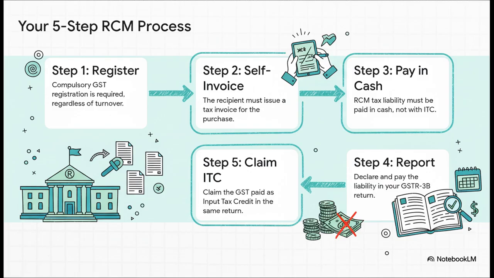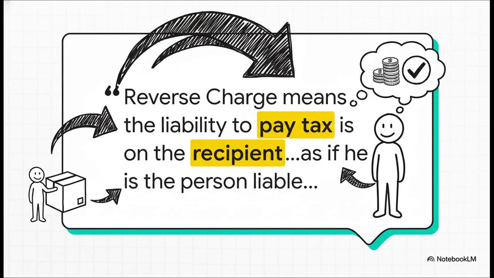Step 4 is all about reporting. You declare this RCM liability and pay the tax in your monthly GSTR 3B return. And finally, Step 5, the good part. In that very same month, you get to claim back the tax you just paid as an input tax credit, as long as you're eligible. So while you have to pay it out in cash first, you do get it back to use against your other GST bills. And really, this quote from the law itself just sums it all up perfectly.